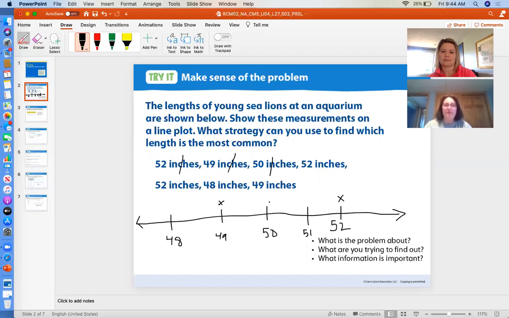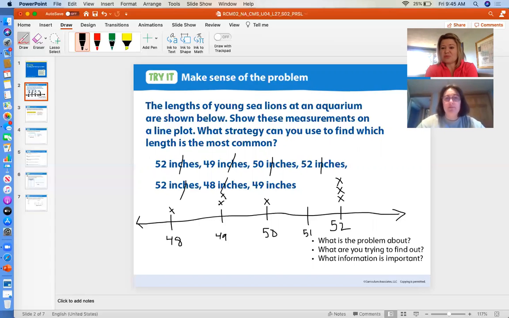Then we have one above 49. We have one above 50. Ooh, we have another one above 52. And another one above 52. And then we have one on 48. And another one on 49. So now that we have made our line plot, we can easily ask ourselves questions, right? We can ask, why does 51 not have any X's?